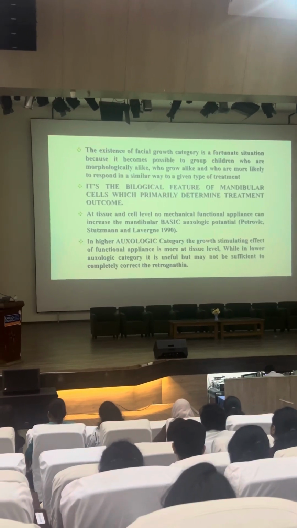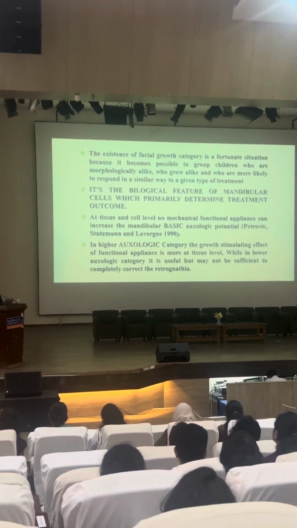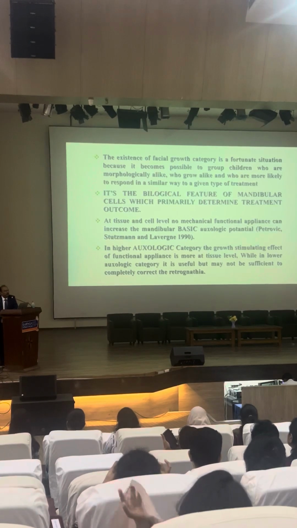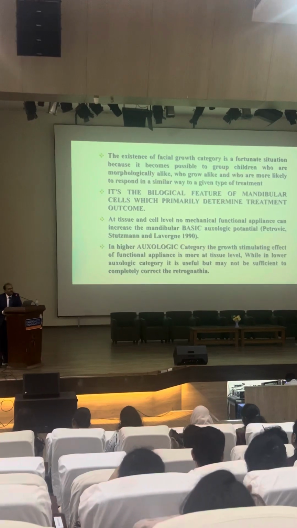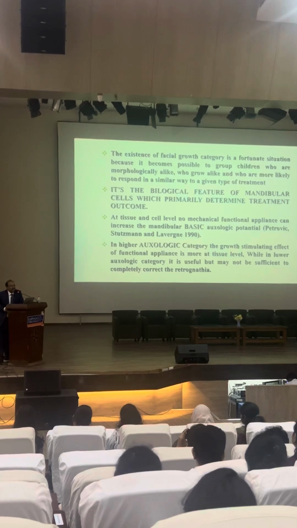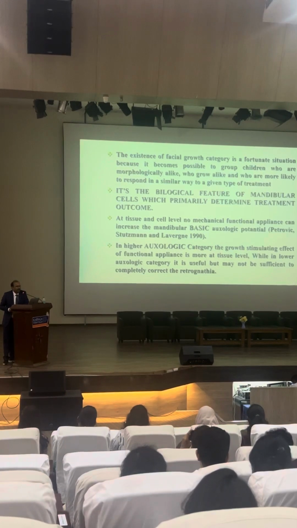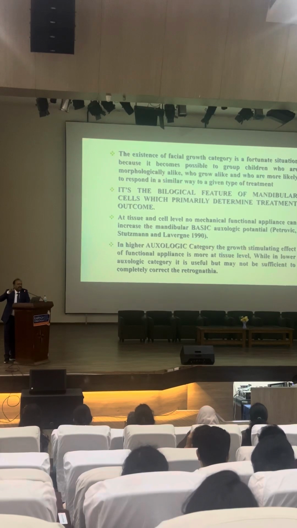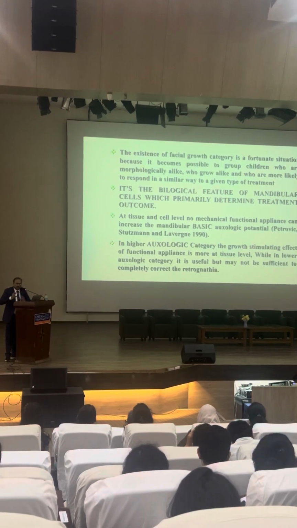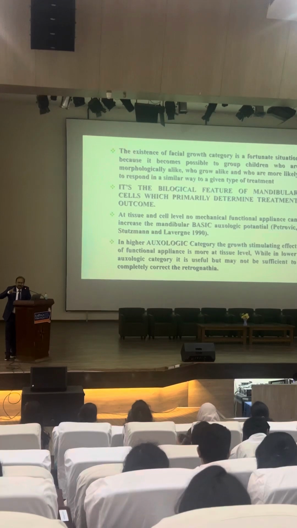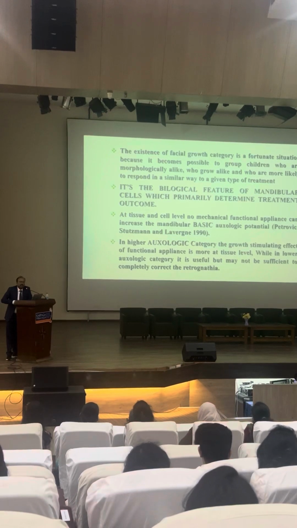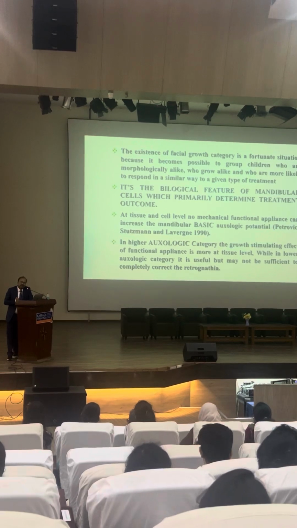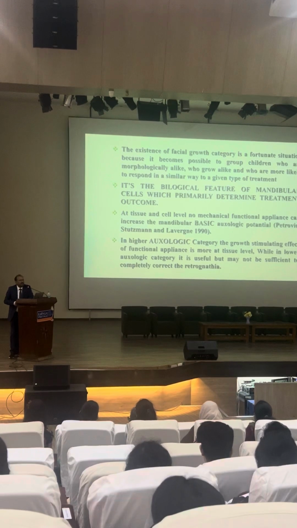So the existence of the facial growth category is a fortunate situation because it becomes possible to group the children who are morphologically alike, who grow alike and who are more likely to respond in a similar way to a given type of treatment. It's the biological feature of the mandibular cell which primarily determines the treatment outcome. So basically it is a cellular thing. It is cellular level changing. So you have to detect it at a cellular level only. So this is the indirect method to do that.